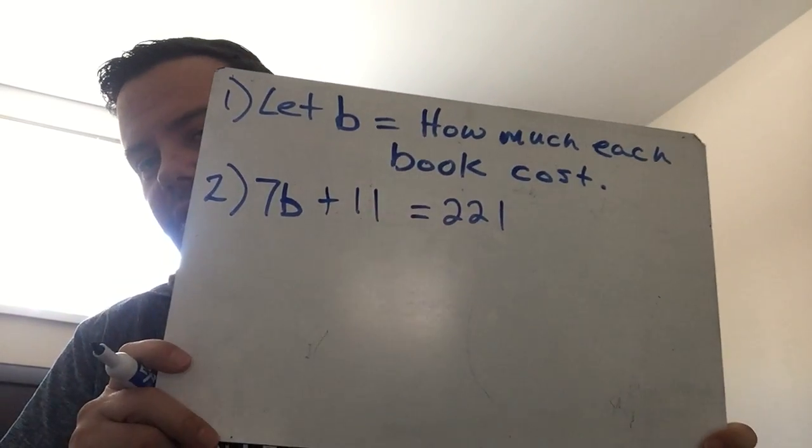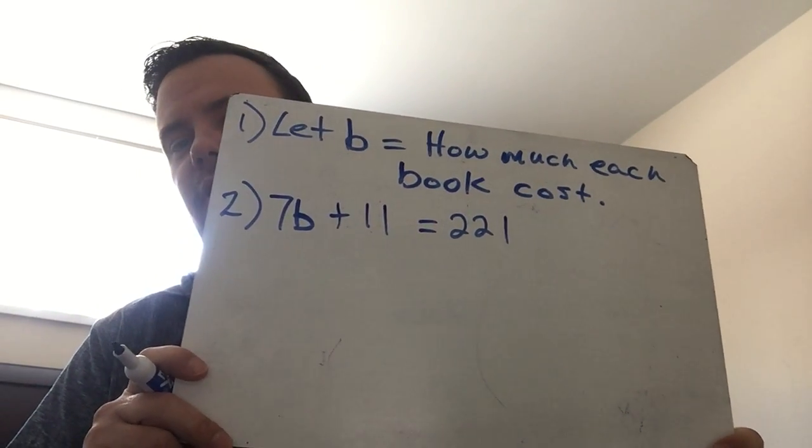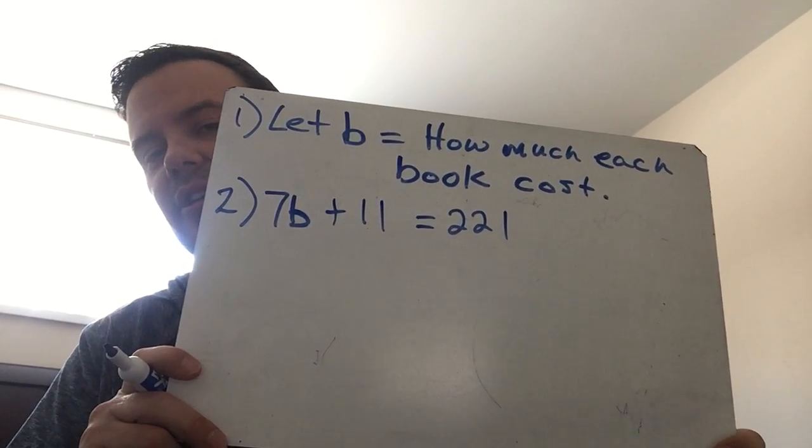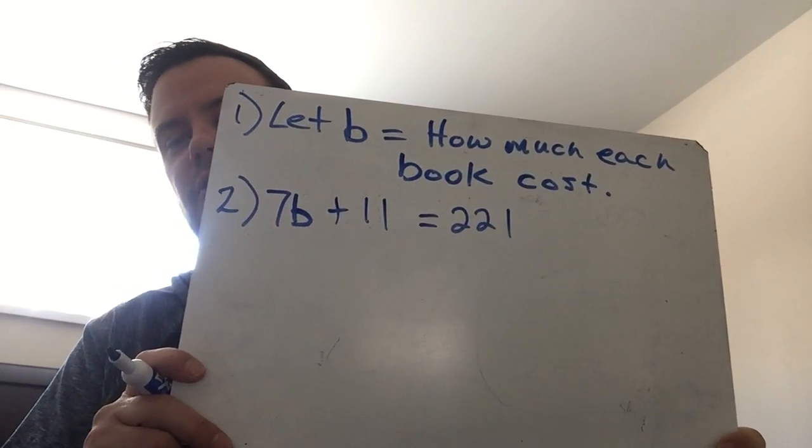And then the $11, you have to ask yourself, if she had a total of $221, or sorry, when she began, she bought 7 books for whatever they cost, and then she had $11 left over. We need to add that to get to her total that she started with. So you end up with 7 times however much the books cost, plus the $11 she had left over, equals the total she started with, $221.